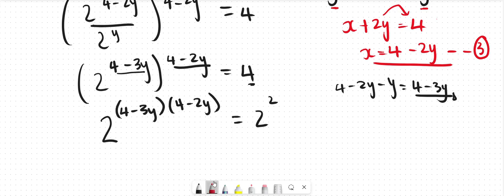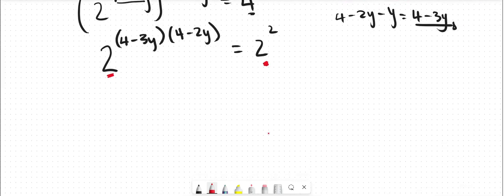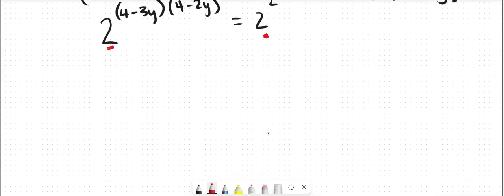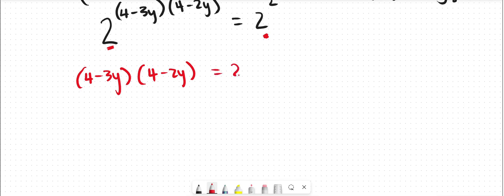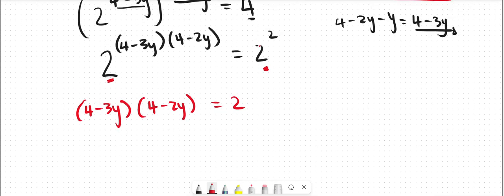Then at this point, I can just equate the exponents because the bases are the same. So if I equate the exponents, I'm going to have a bracket 4 minus 3y that is multiplying a 4 minus 2y all equal to a positive 2. Where am I getting the positive 2 on the right hand side? I'm getting it from this exponent there.